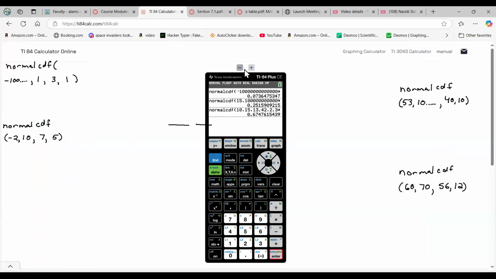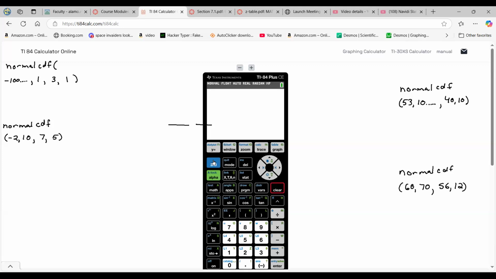So we go to the TI-84 here. We're going to keep going, like I said, second bars, and then we go normal CDF. So my first one, we're going to make sure we put in a -1, followed by as many zeros as I can. The upper boundary is 1, the mean is 3, and the standard deviation is 1. Oh, sorry, my mean is 3. I do not know why I thought my mean was 1. Yeah, it's not going to be 50%.